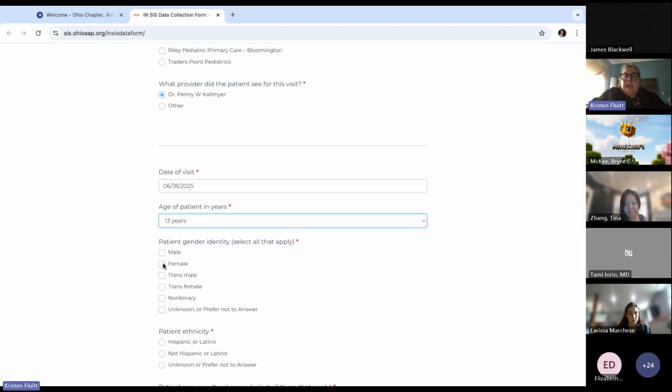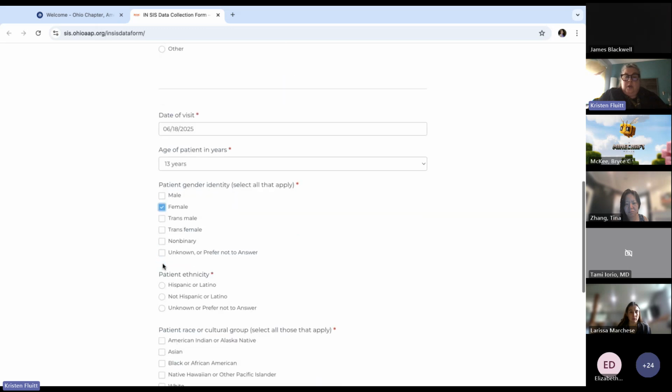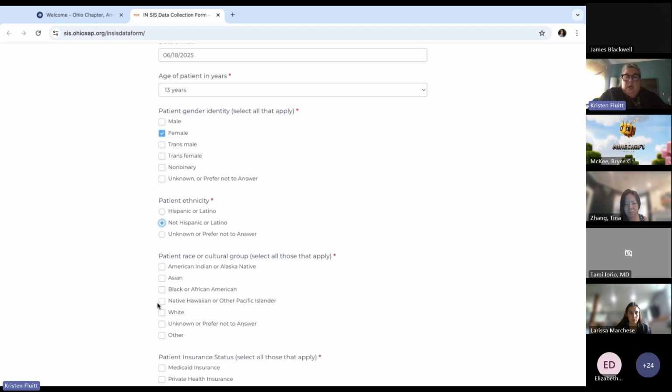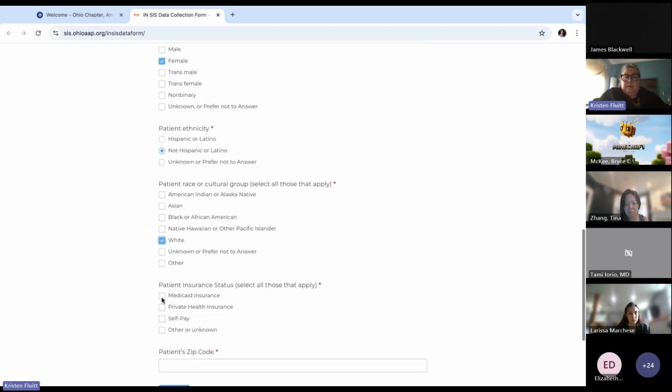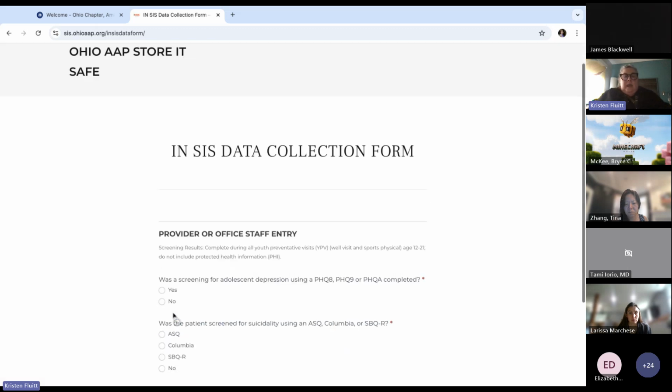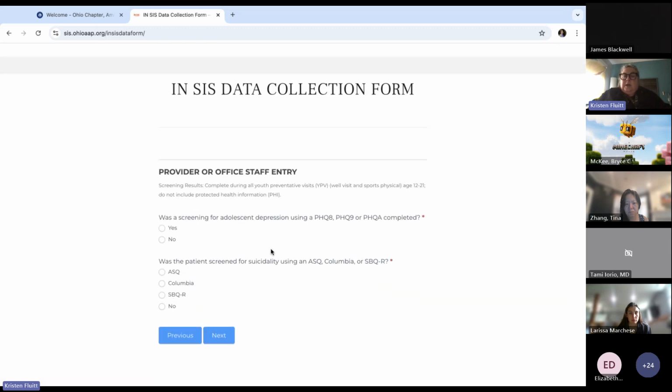Her gender identity. And again, you're entering your report of her gender identity as best you know. Her ethnicity was not Hispanic or Latino. She was white and she had Medicaid insurance. And then her zip code was 43065. You'll enter that, and it'll bring you to a screen to ask you about depression.